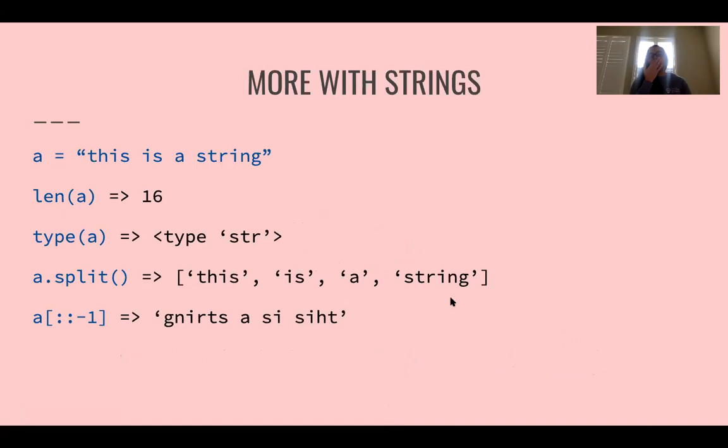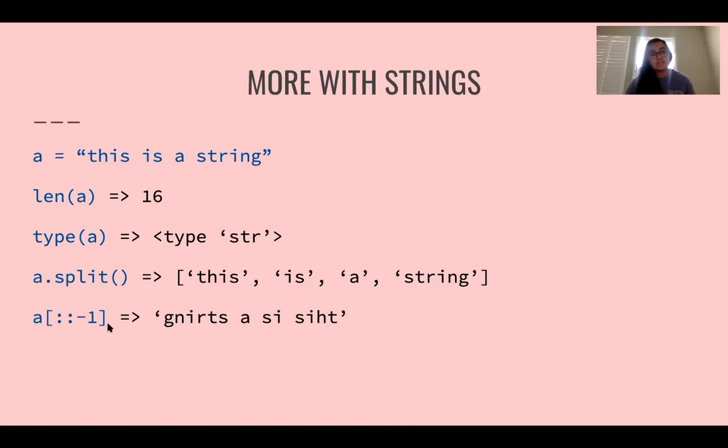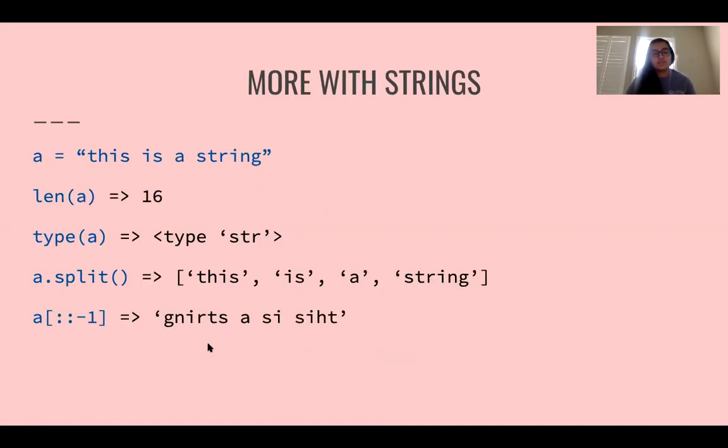And then there are also several functions with strings. The len function will return the length of the string. The type function will return what type of variable a is. A.split uses a delimiter, like spaces in this case, and it'll separate the string into a list with each of the words. And then this syntax will reverse your string.